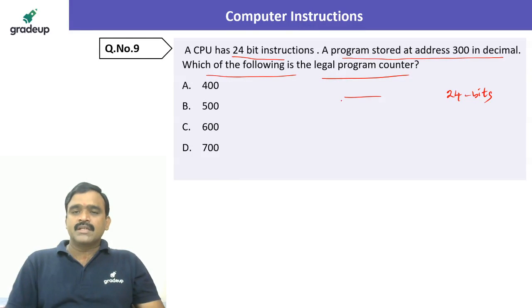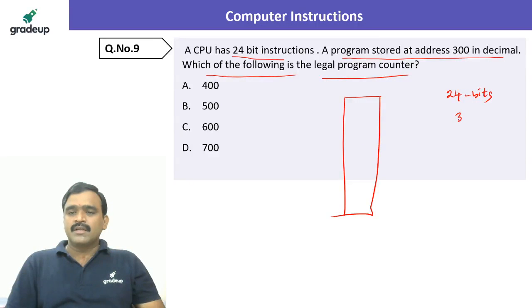By default, you can consider byte-addressable memory. So 24 bits is nothing but 3 bytes. And the program is started initially at 300. So 300, 301 and 302. These 3 bytes of memory will be allocated for the first instruction.